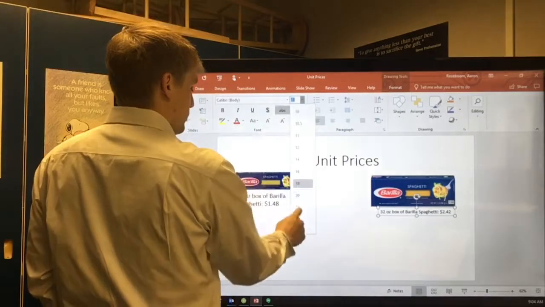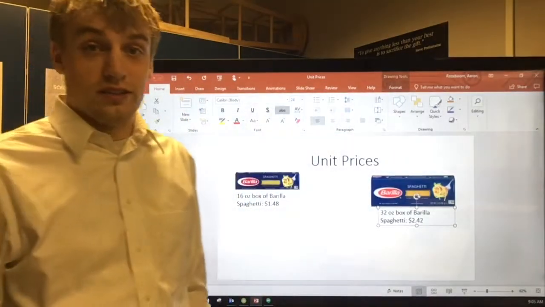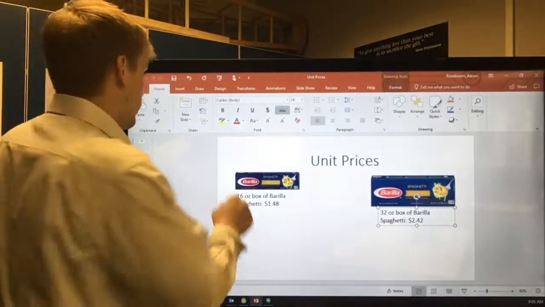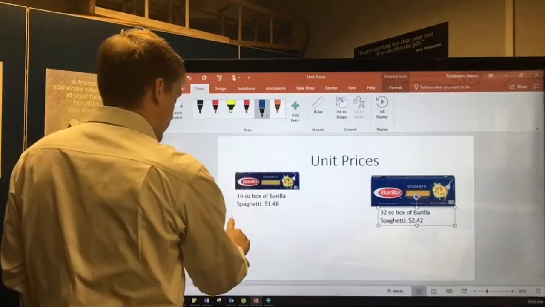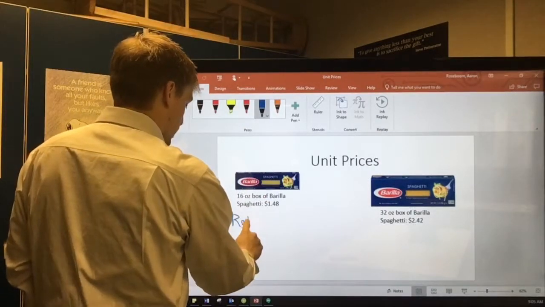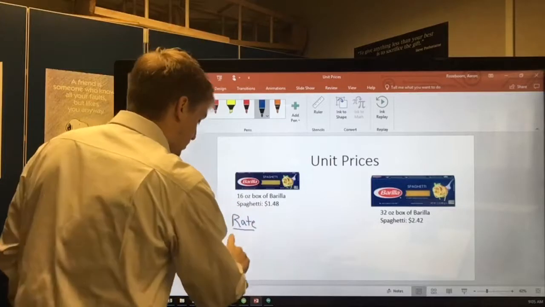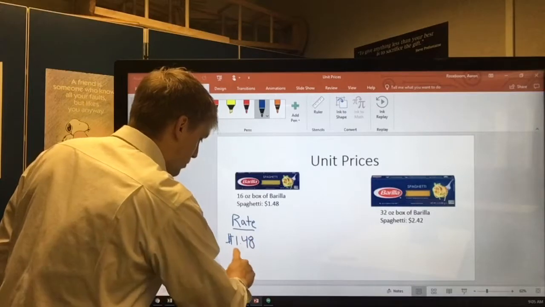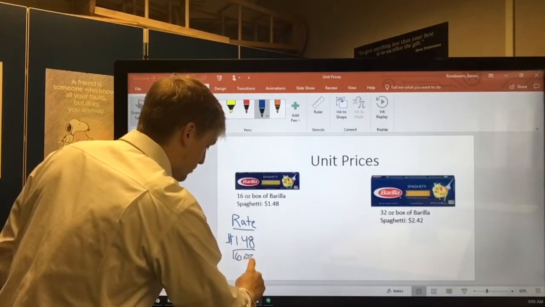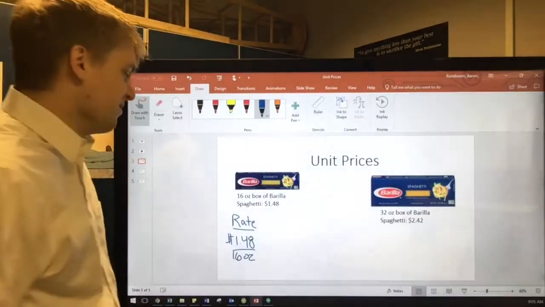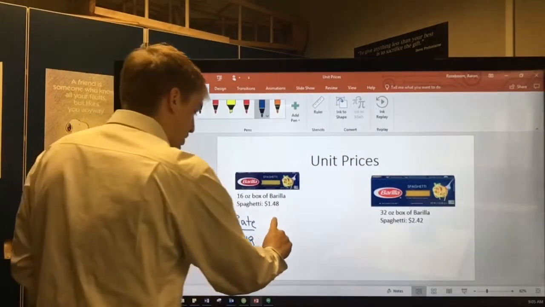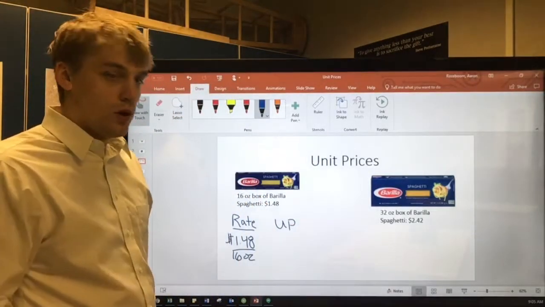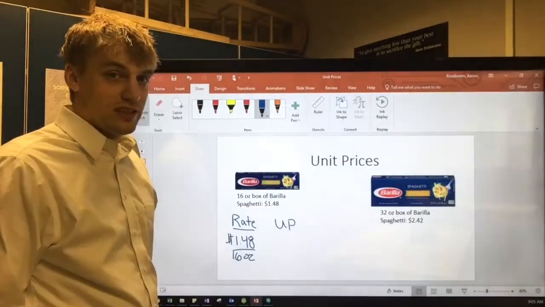When we do this, it's just like when we did unit rates, because unit rates and unit prices are the same. So the first thing we're going to do is write the rate. The rate is $1.48 per 16 ounces. Now instead of finding the unit rate, we're going to find the unit price, so I'm going to put UP. How do we do that? Well, we divide $1.48 divided by 16.